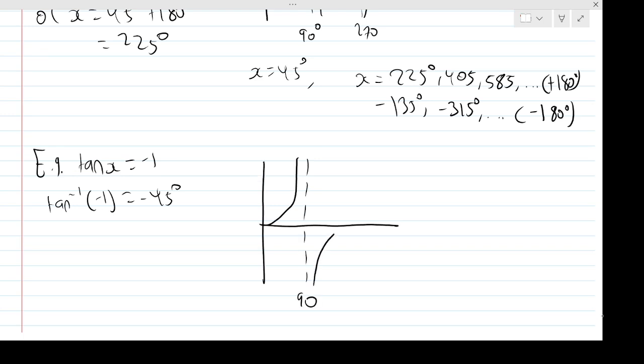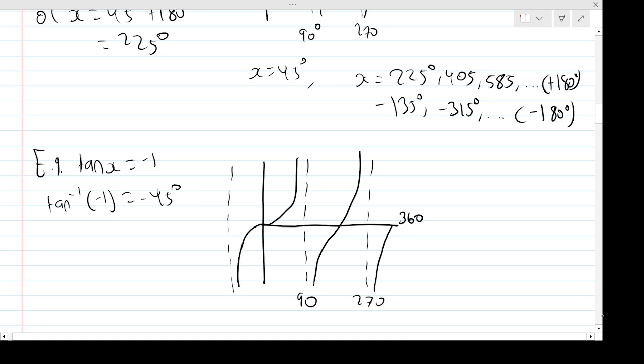So 90 there, 270 there for the asymptotes, and then we're back at 360 there. So minus 45, that's a negative angle. If I draw this graph a bit more backwards, the asymptote would be at minus 90 there. So minus 45 would be about there, right? Let me draw it a bit better. That would be where minus 45 would be, roughly. If we extended that on in this way, the other solutions would be there and there, where it crosses the curve.